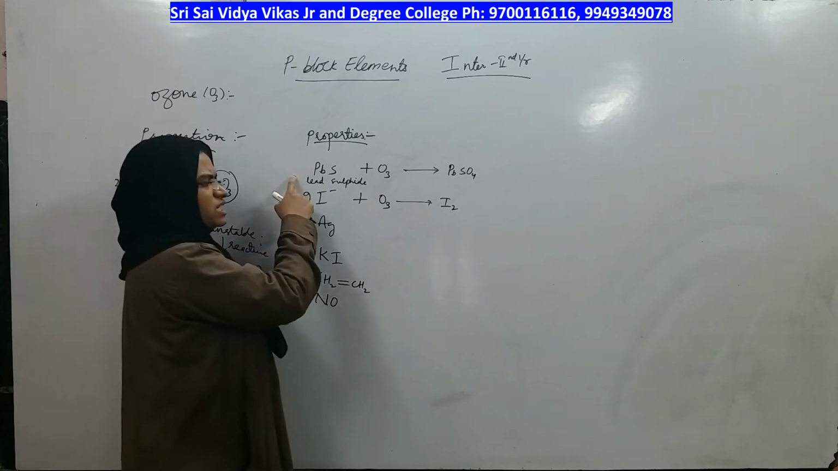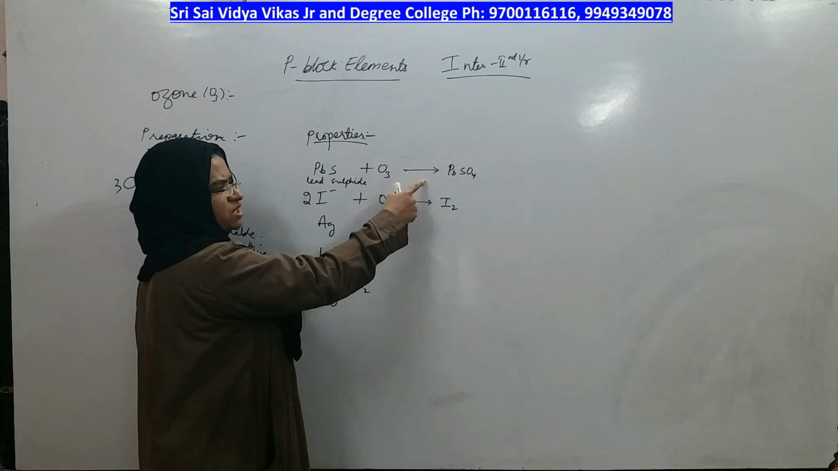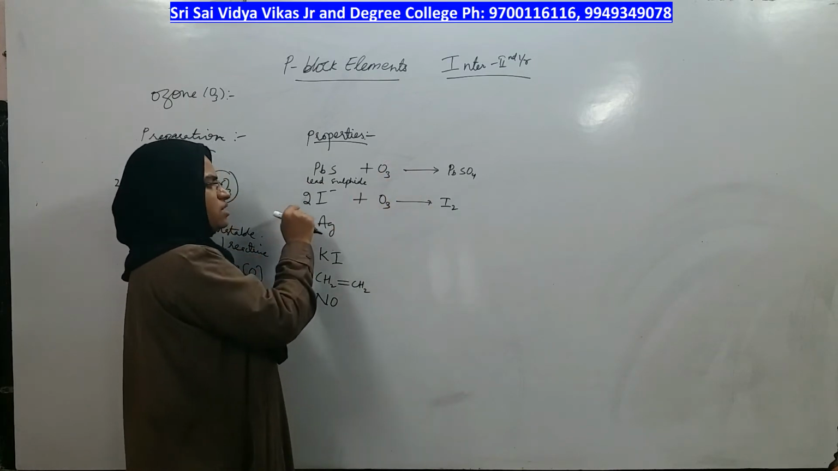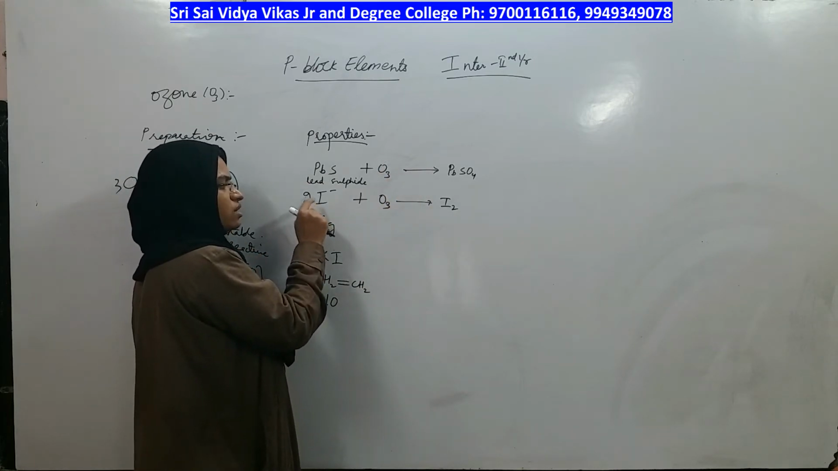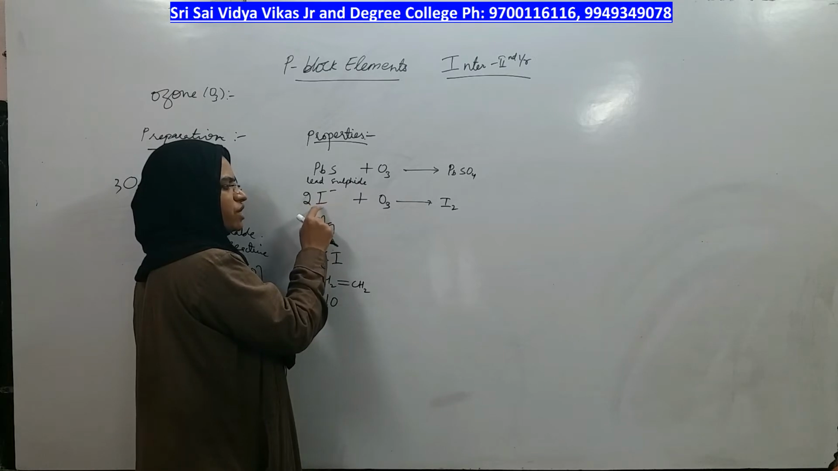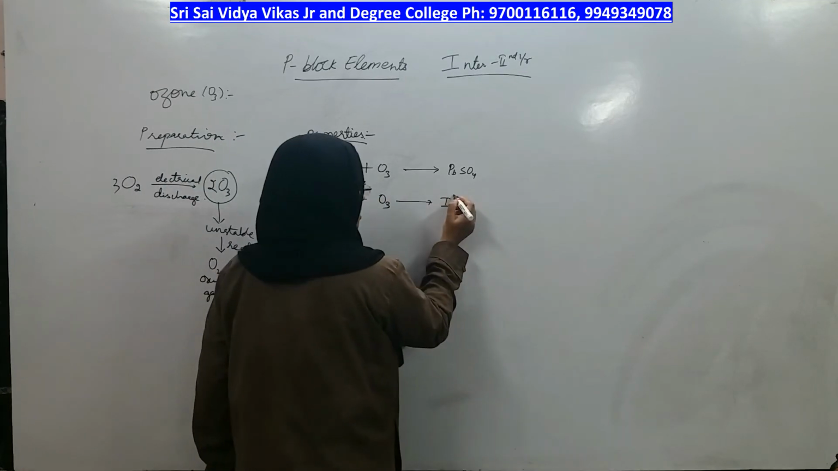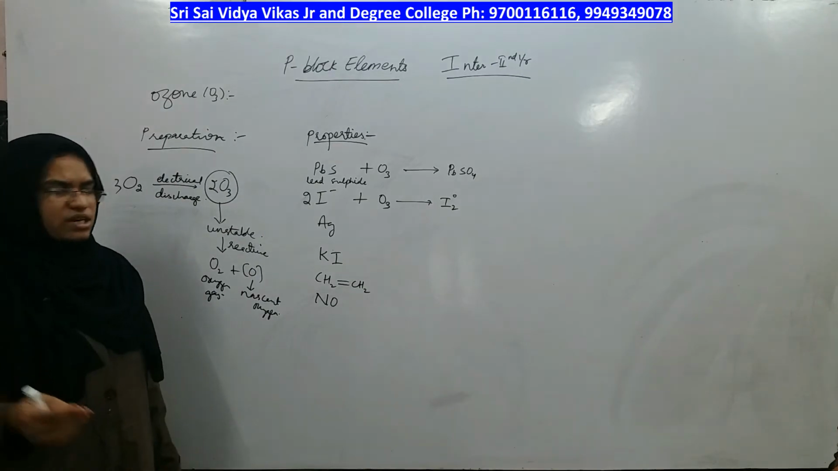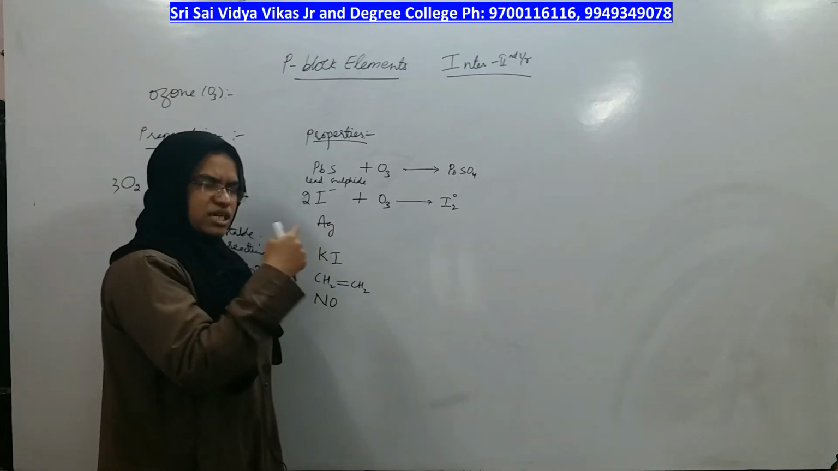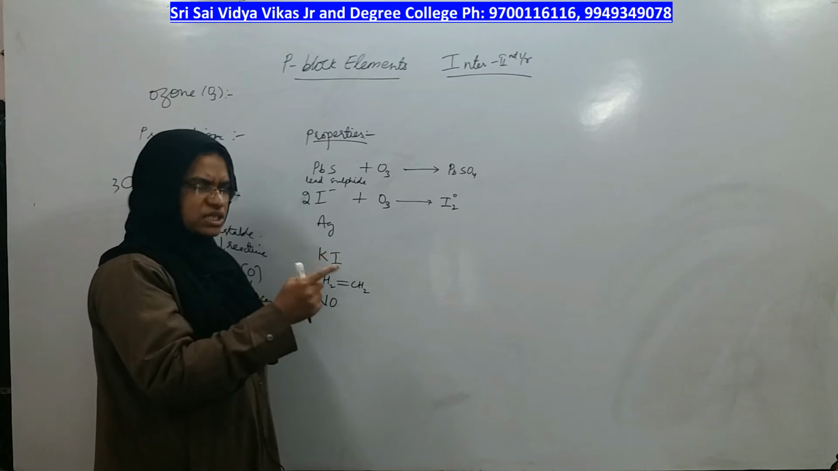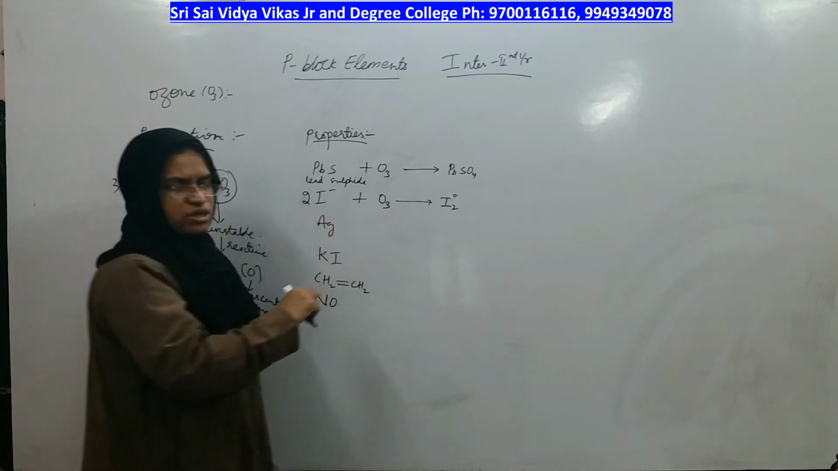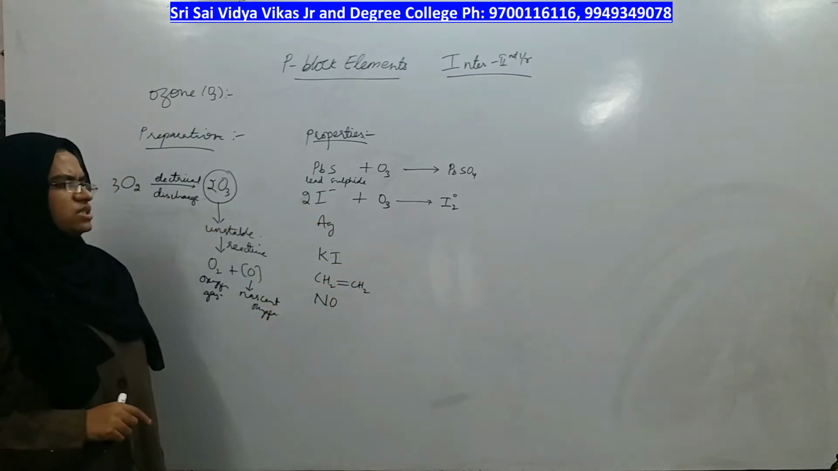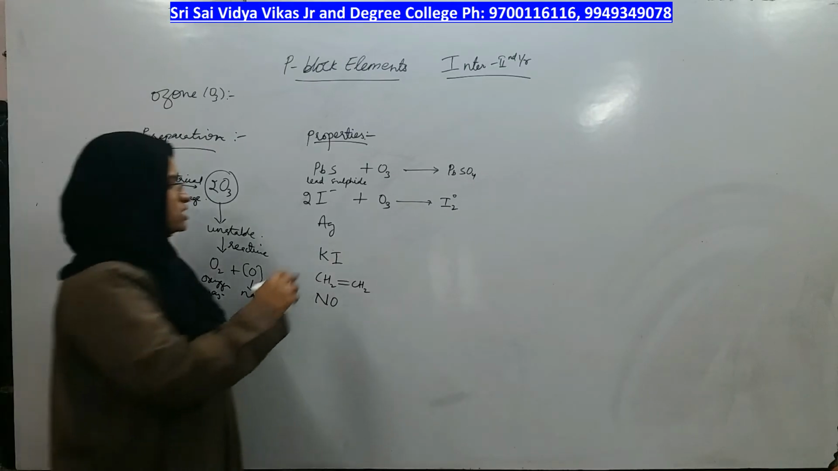So in the first reaction you are adding oxygen, therefore it is oxidation. In the second reaction you are removing electrons from iodide to get iodine. From iodide you are removing electrons to get iodine gas. Is it loss of electron only? Yes. Therefore is it oxidation? Yes. Who is doing that oxidation? Ozone only, right? What is the next?